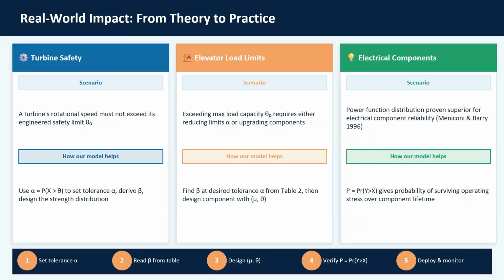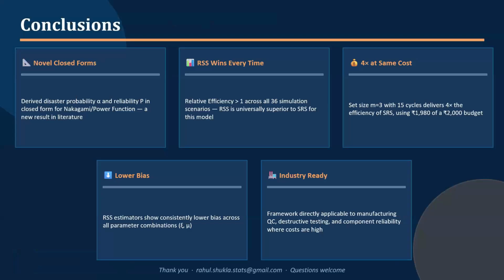And here are some examples where we have already used it in our research articles: turbine safety, elevated load limits, and electric components, where our models can be used and which is beneficial at the industry level. These are some insights of the research article, and due to the short time, I am concluding now.